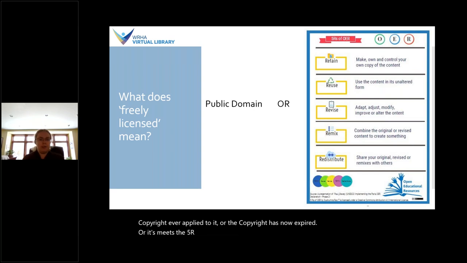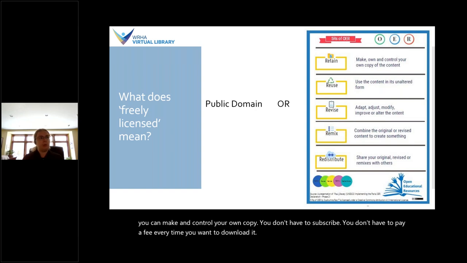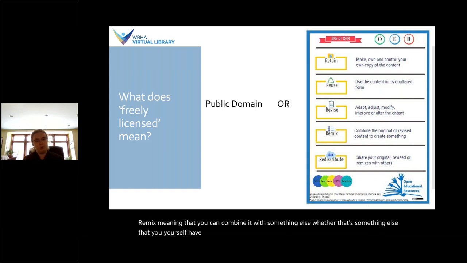So the 5 R's of OER stand for retain, meaning that you can make and control your own copy. You don't have to subscribe. You don't have to pay a fee every time you want to download it. You can reuse it, meaning that you can reuse it in its unaltered form. You can revise it, adapting it to suit the needs of your particular context. Remix, meaning that you can combine it with something else, whether that's something else that you yourself have created. You can combine more than one OER together to make something new. And finally, redistribute. That means that you are allowed to share your original, revised, or remixed OER with others.